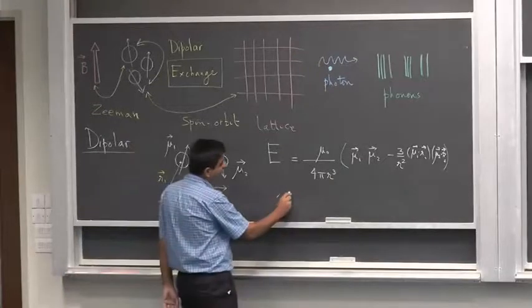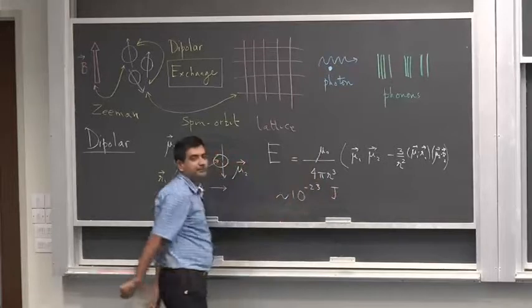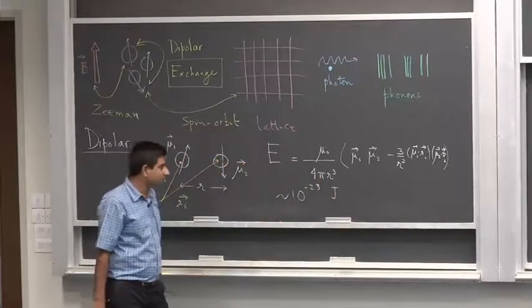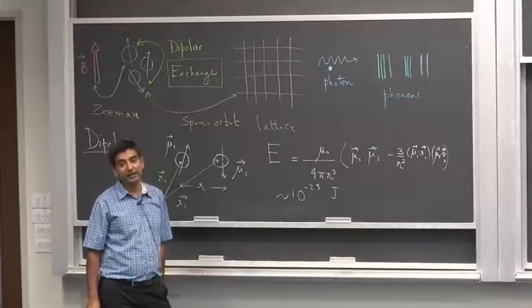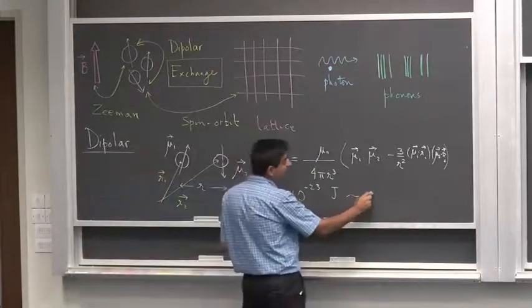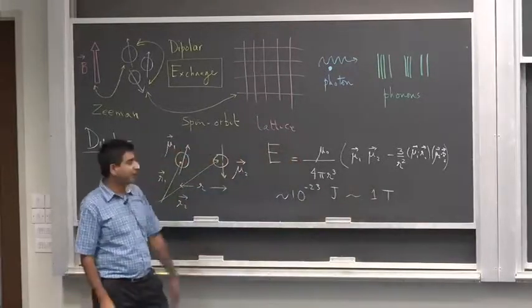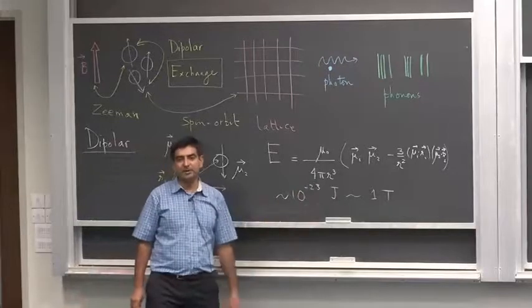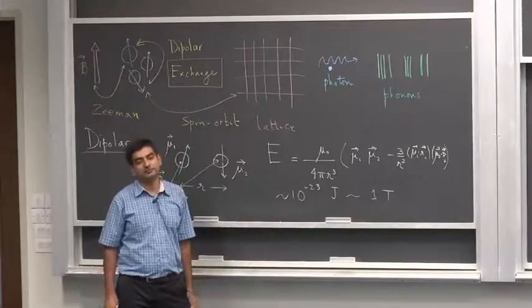Turns out to be 10 raised to the power minus 23 joules, which is about 0.1 milli-electron volt or 100 micro-electron volt. It's a really small energy. It corresponds to a temperature of about 1 Tesla. See, all energies can be related to temperatures through kBT. So this energy is really small.